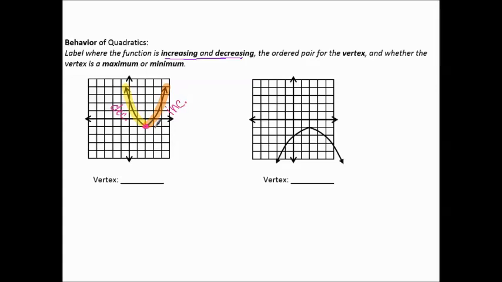And this point right here, if you remember, that is my minimum. It is a minimum. And that point is my vertex. I'm going to label that point. That is the point 2, -1. So that is our increasing, decreasing, our vertex, and our maximum and minimum.